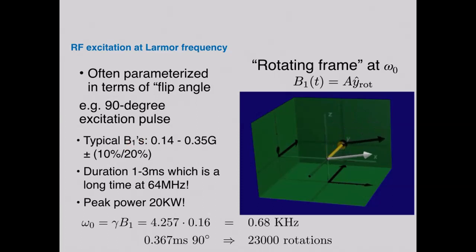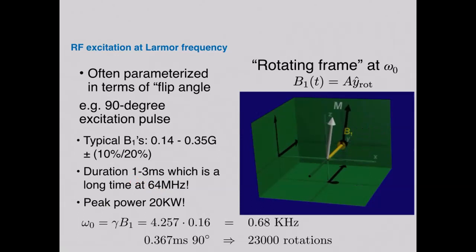Typical B1 fields are 0.14 to 0.35 Gauss. The duration is about 1 to 3 milliseconds, which, by the way, is a very long time at 64 or 128 megahertz. If you think about it, 1 millisecond at 64 megahertz, how many cycles is that? 1 second will be 64 million. So divide by 1,000, that's 64,000 cycles that happen in 1 millisecond.